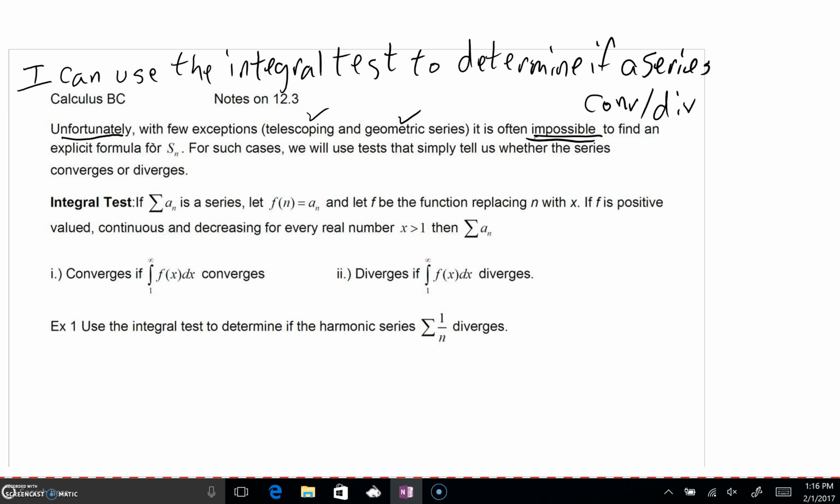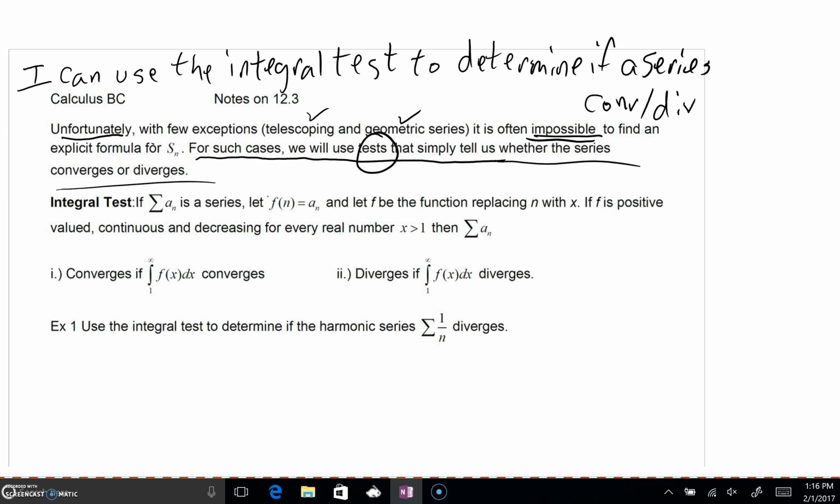And for that matter, look at this last sentence. For such cases, we will use tests that simply tell us whether the series converges or diverges. That's the big focus, honestly, for the next several weeks. The question will not be, what would this series converge to? What value would it be adding up to? Rather, it's enough to just say, do we know if it does in fact have a finite sum?